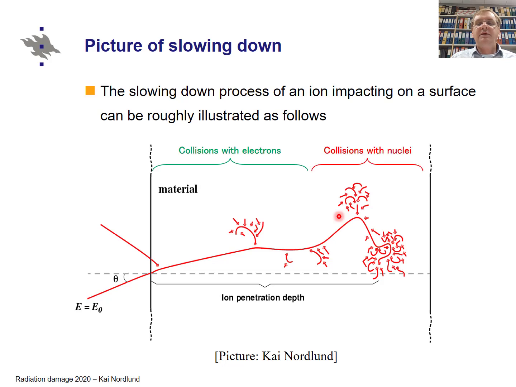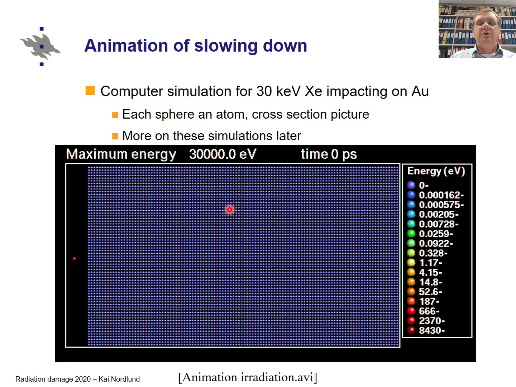And this can be schematically illustrated: initially you have collisions with electrons, then collisions with nuclei. This is true if the initial energy is high, say hundreds of keV or higher. If the initial energy is low, then one is immediately in this situation, as we shall also see later during the course. So that was a schematic.